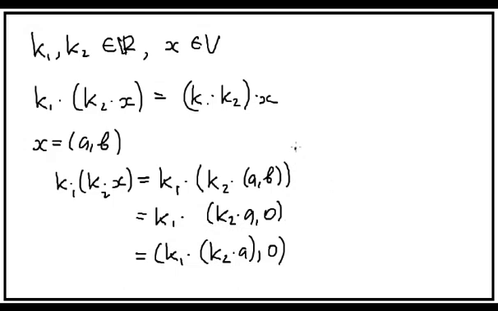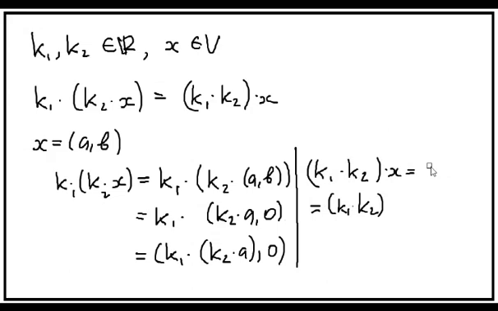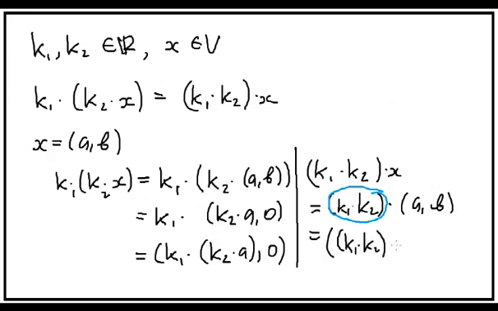And perhaps in this case, I'm not going to be so brave as to go backwards and rather work out the right-hand side in the forward way. And so then I'll have k1 times k2 times x equals k1 times k2 times ab. And what's going on here is that now I'm treating this whole thing as one scalar. And so by definition of scalar multiplication, this will be that whole thing, which is one scalar, times the first component, and the second component is 0.